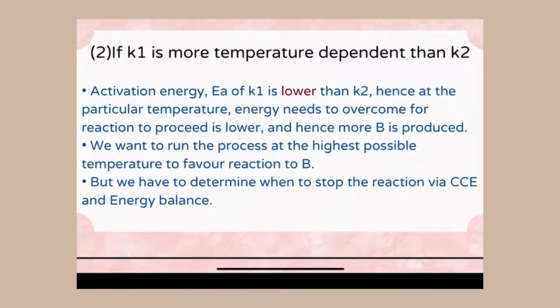The second condition is if K1 is more temperature dependent than K2, meaning that K1 is lower than K2. So this one is also the same. We need to run the process at the highest possible temperature to favor the reaction to B. But we also need to determine when to stop the reaction, so that B won't convert into C, via CCE and also energy balance. Because the volume is constant in the batch reactor, we don't need to use the product rule.